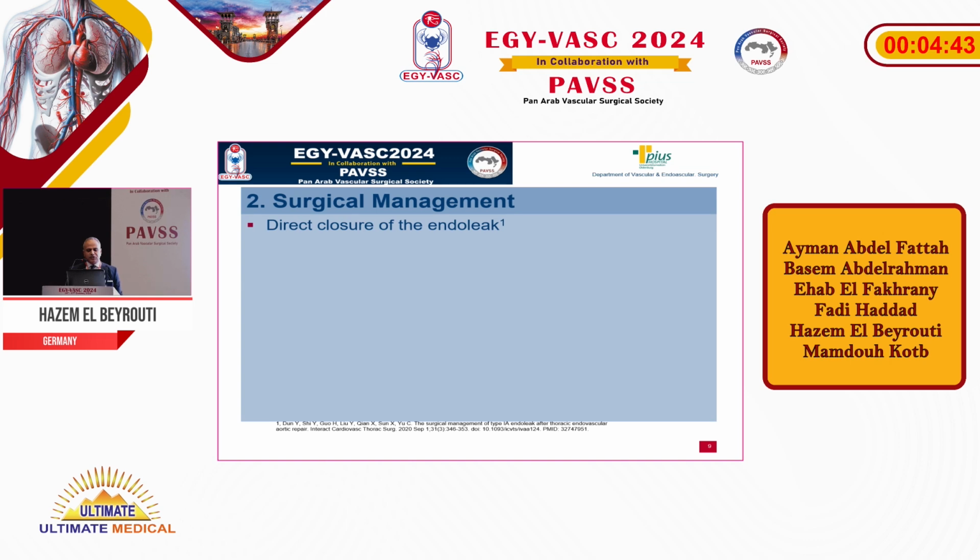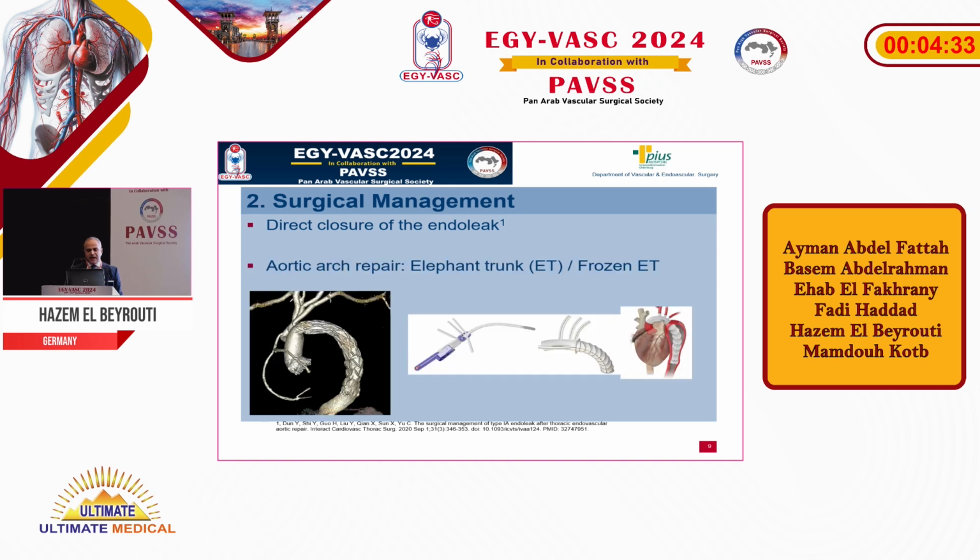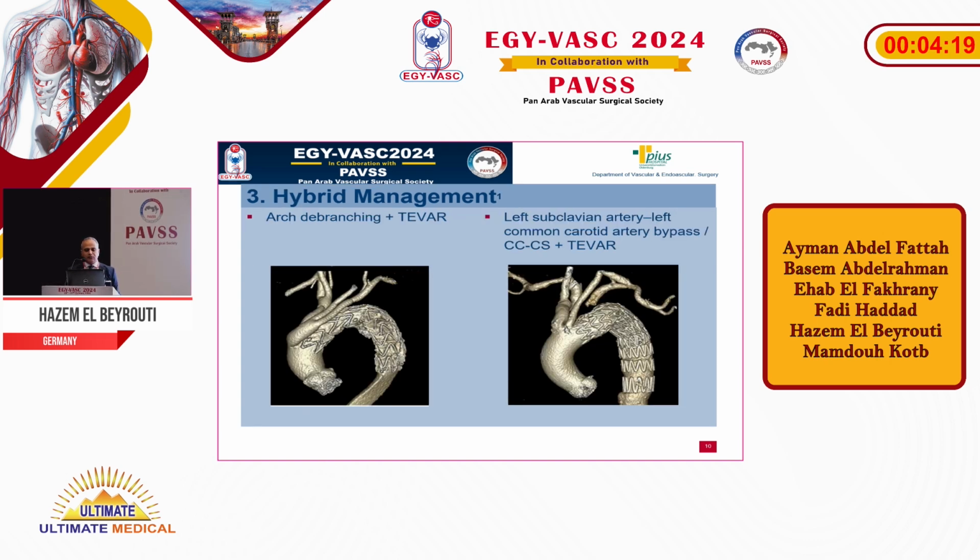For the surgical management, we have the direct closure of the endoleak, which has not been performed for a long time, forgotten. And as a second choice of surgical management, we have aortic arch repair, such as elephant trunk or frozen elephant trunk with a Thoraflex. When we talk about hybrid management of the type 1A endoleak, we are talking about the debranching of the supra-aortic vessels or bypasses. I'm talking here about carotid-carotid or carotid-subclavian bypass, followed by a TEVAR either simultaneously or as a staged operation.